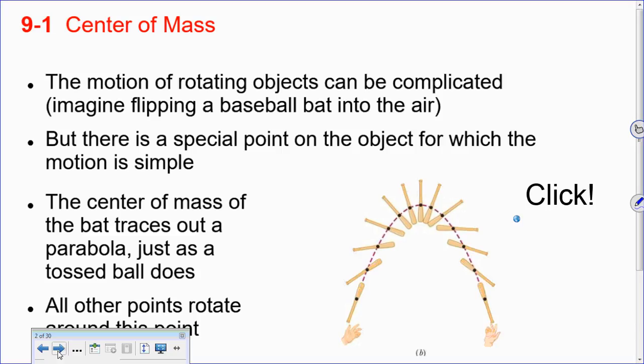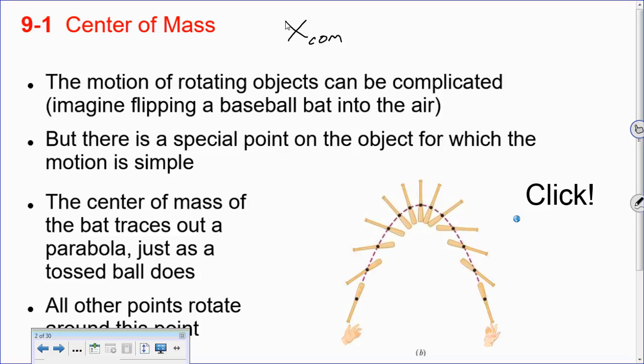Perfect. That's a great way of saying it. It's the average position of the object's mass. That's a perfect way of saying it. Because the center of mass is exactly that. It's a position. And the notation that we're going to use to indicate the center of mass is x for position, and then COM as in center of mass.